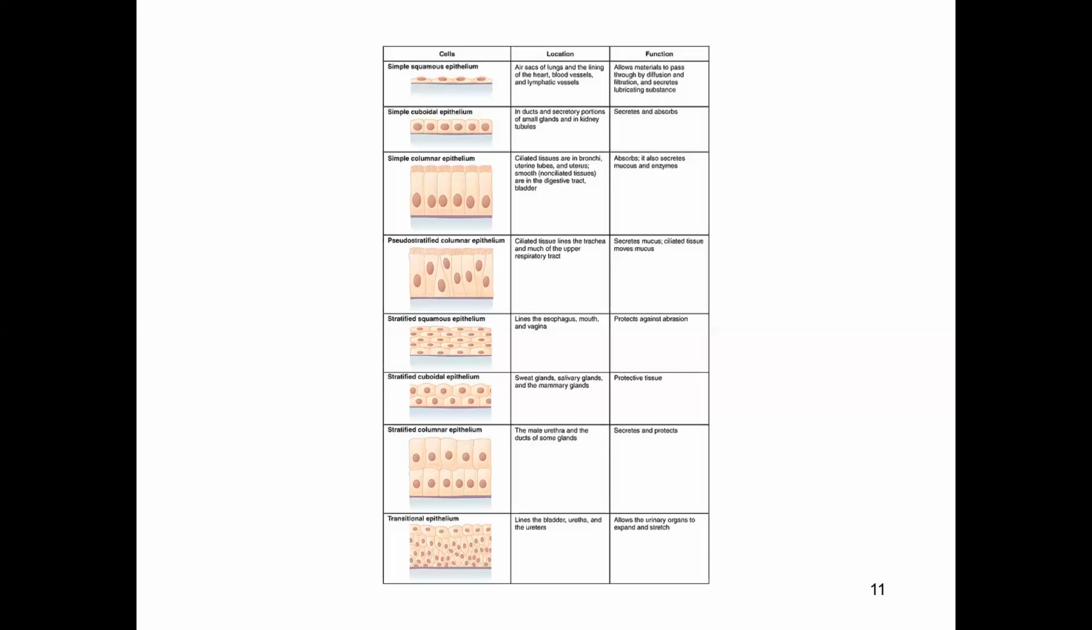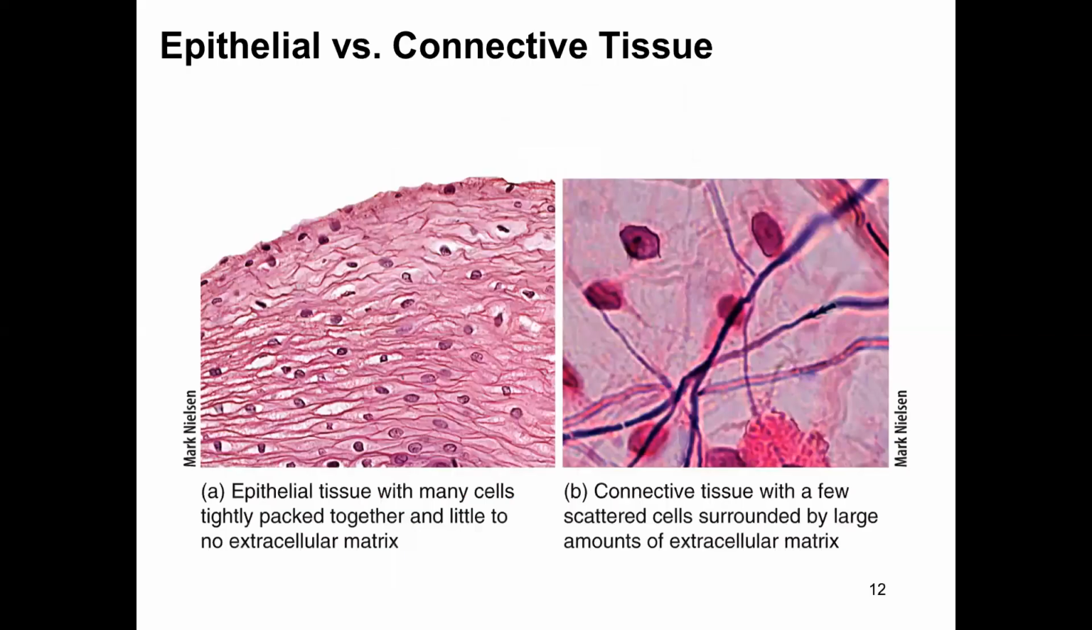Okay, now, I'm just seeing what I had on my notes here about transitional, yes. So it allows the organs to expand and contract. The number of layers are important in that process, and the cells can change shape, okay?